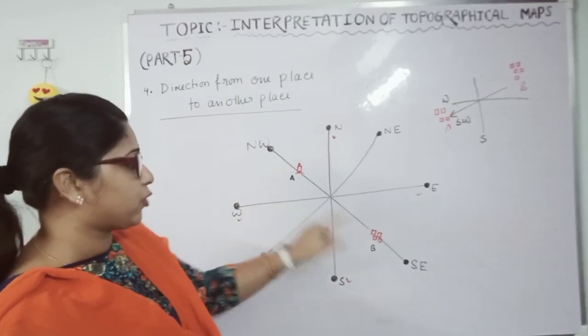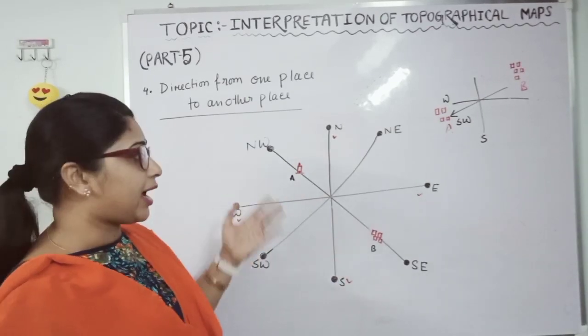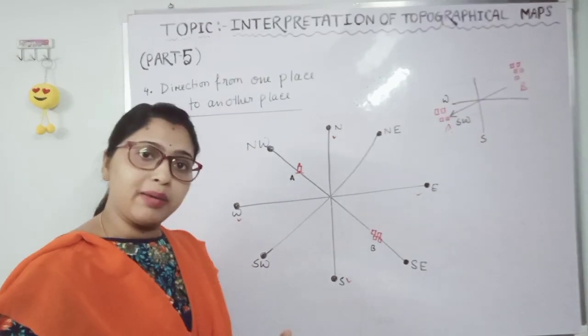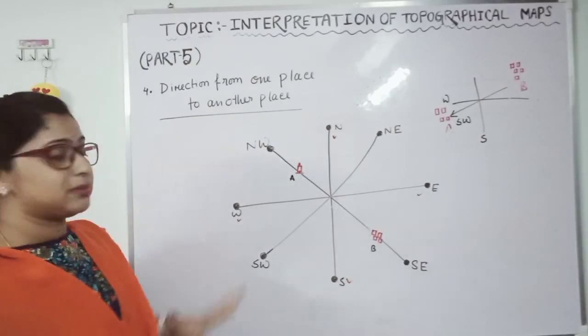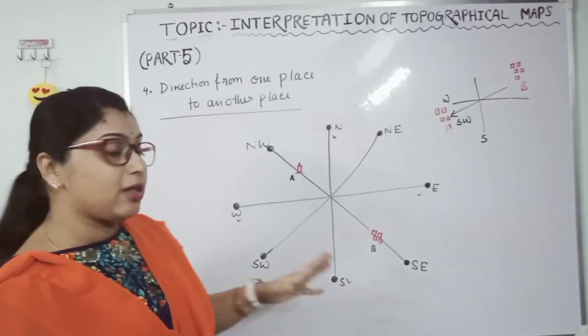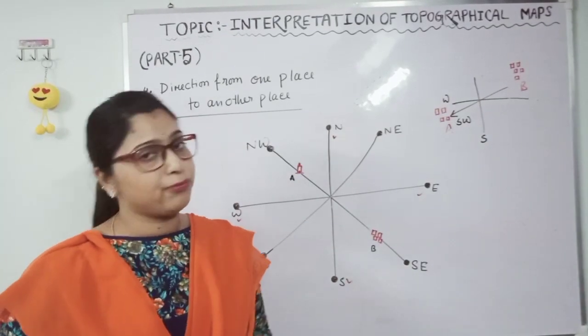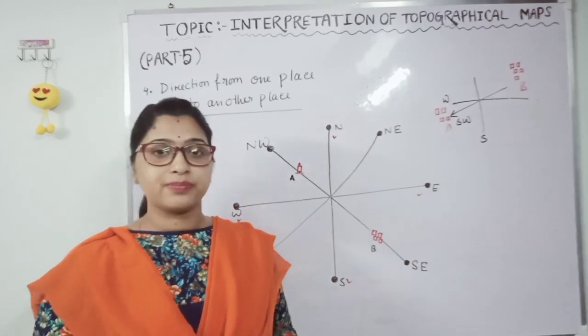It can be from A to B or B to A. It can be C to D, D to A, which means the opposite direction. So these 8 cardinal points are very necessary to know the direction of any feature. Is it clear, students?